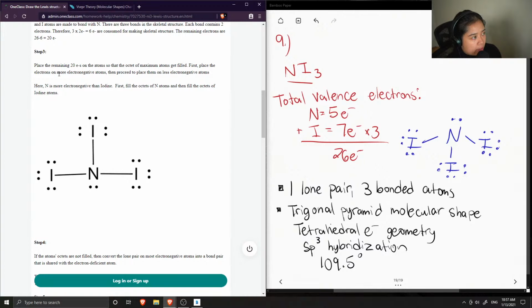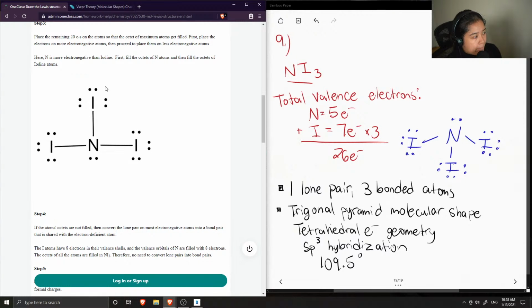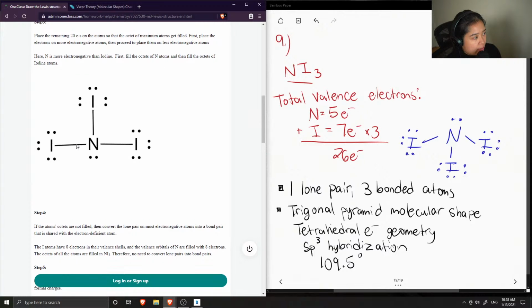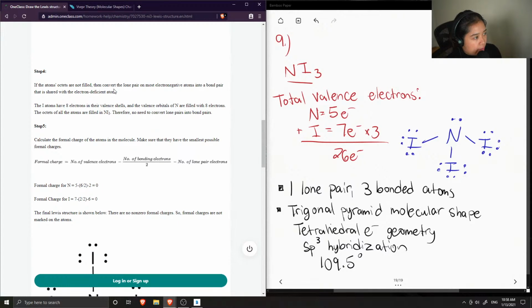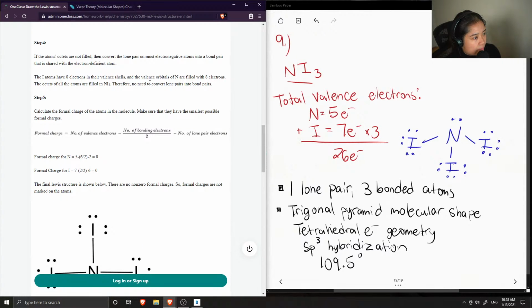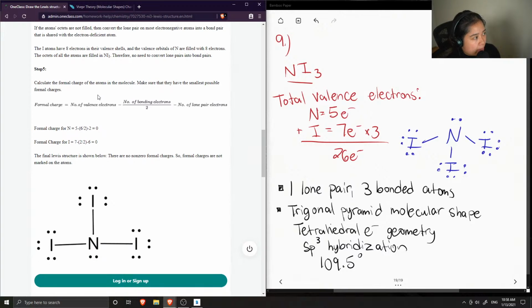First, place the electrons on more electronegative atoms, then proceed to place them on the less electronegative atoms. Here, nitrogen is more electronegative than iodine. First, fill the octets of nitrogen atoms, and then fill the octets of the iodines. Okay. If they're not filled, then convert the lone pair into a bonding pair. But there was no need to do that for our example.